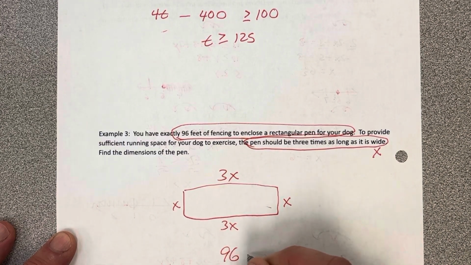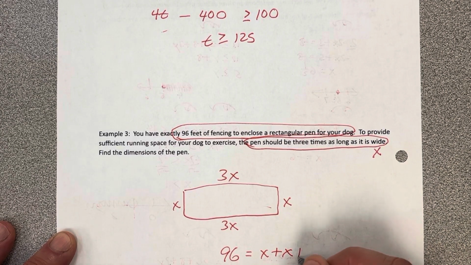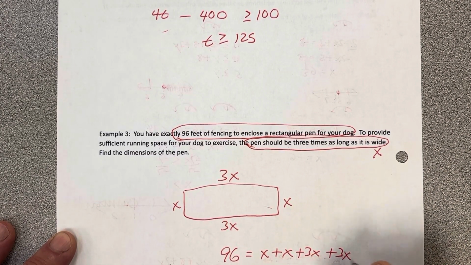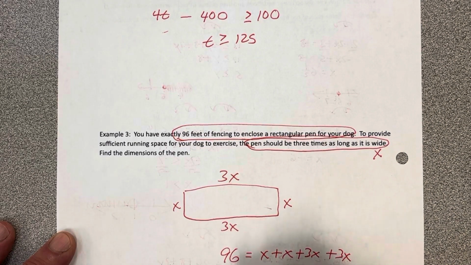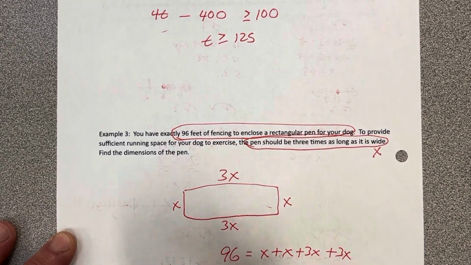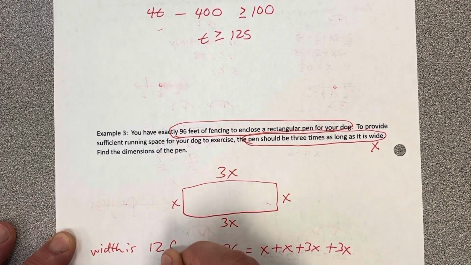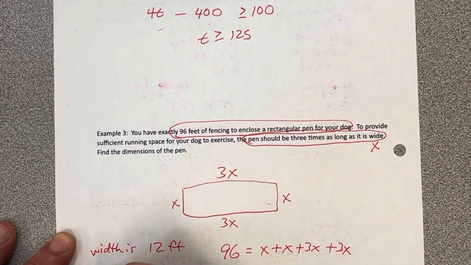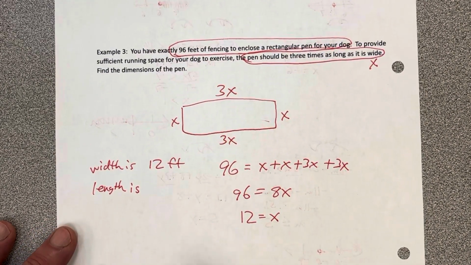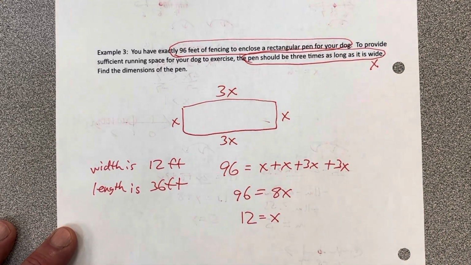equation here. 96 feet for the fence is going to be equal to all these summed together. Combine like terms, you've got a bunch of them. Divide, and I get that its width is 12 feet, and then 3 times that means its length is, sorry about that, its length is 36 feet. So there you have it.